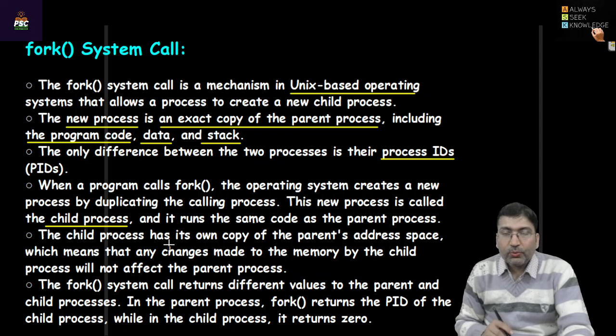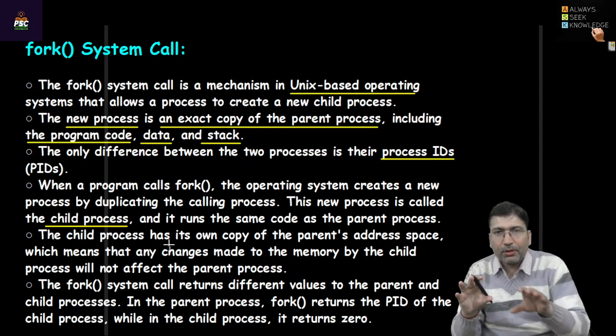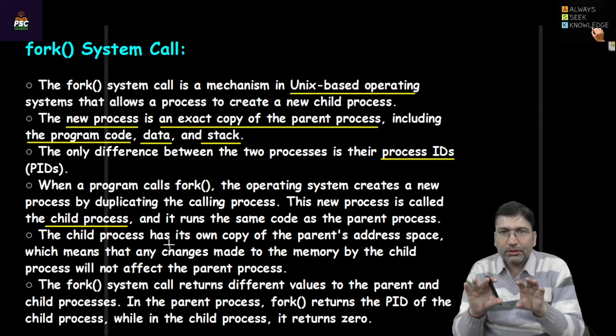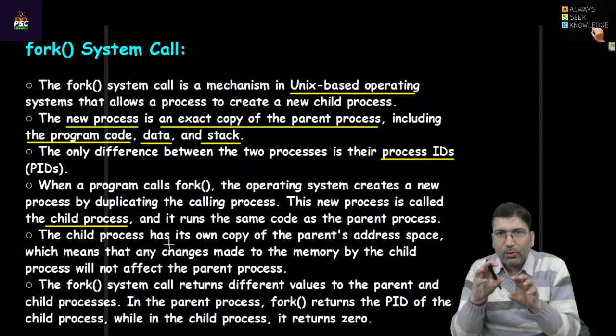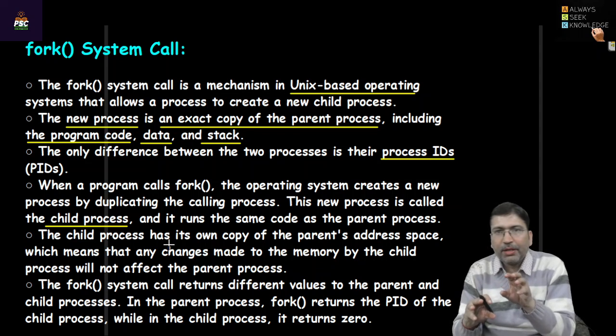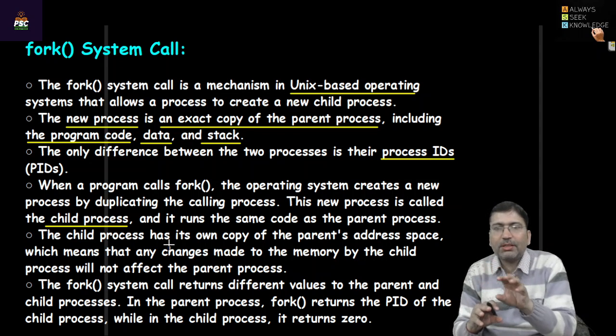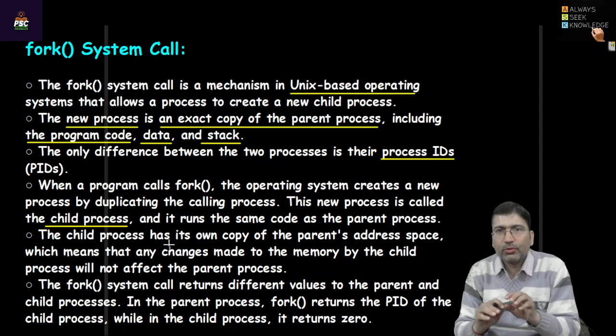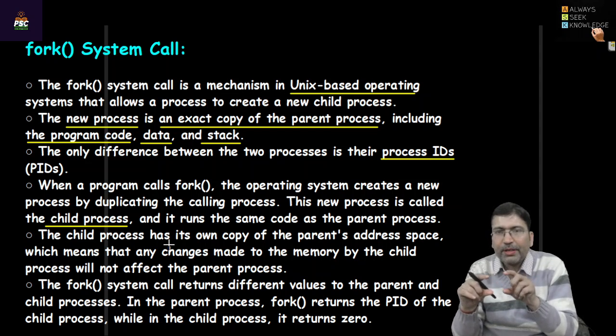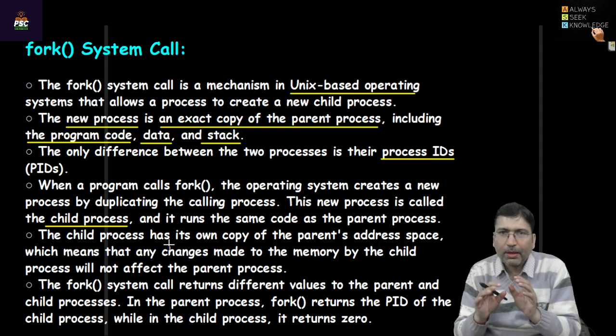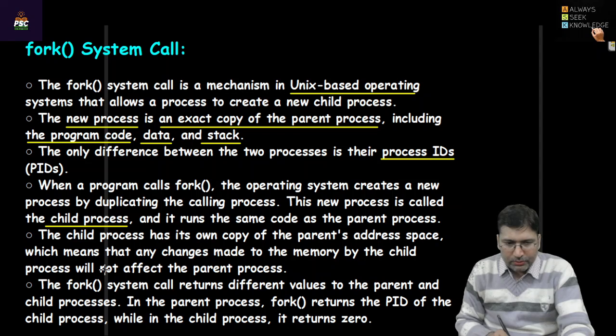The child process will have a separate address space. Although both the processes have the same code, the child process will be loaded somewhere else in memory. The parent process will occupy some other space in memory, so that in case anything in that memory space is updated by the child process, your parent process should not be affected. Okay, so that is the thing.